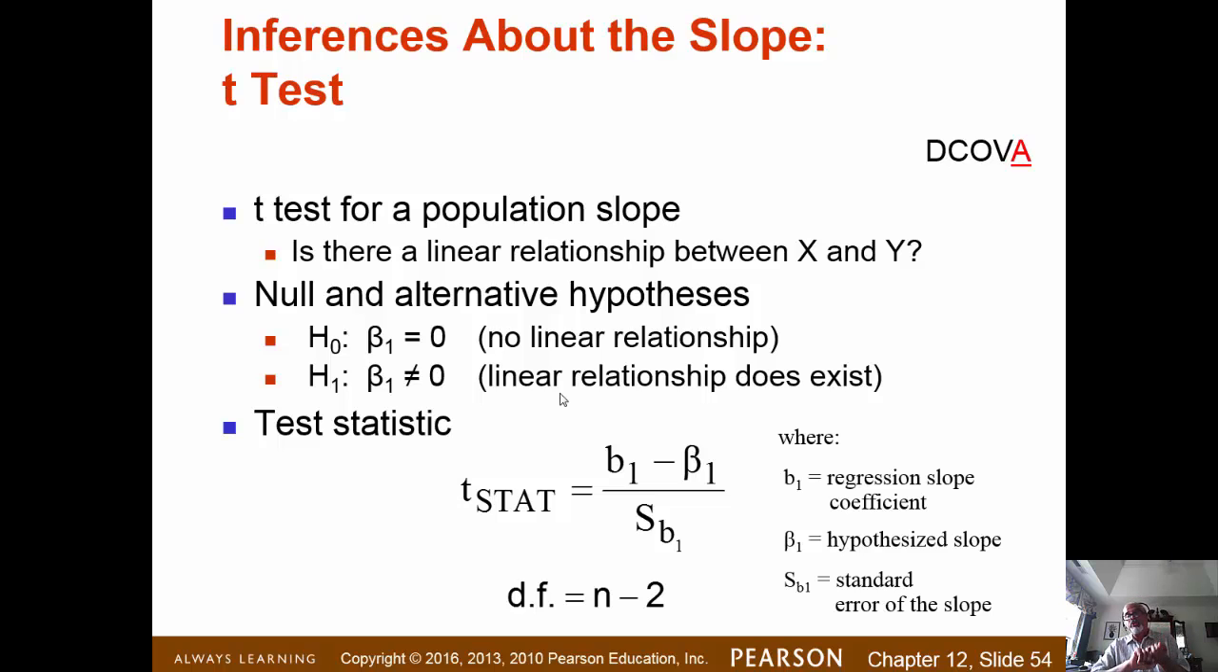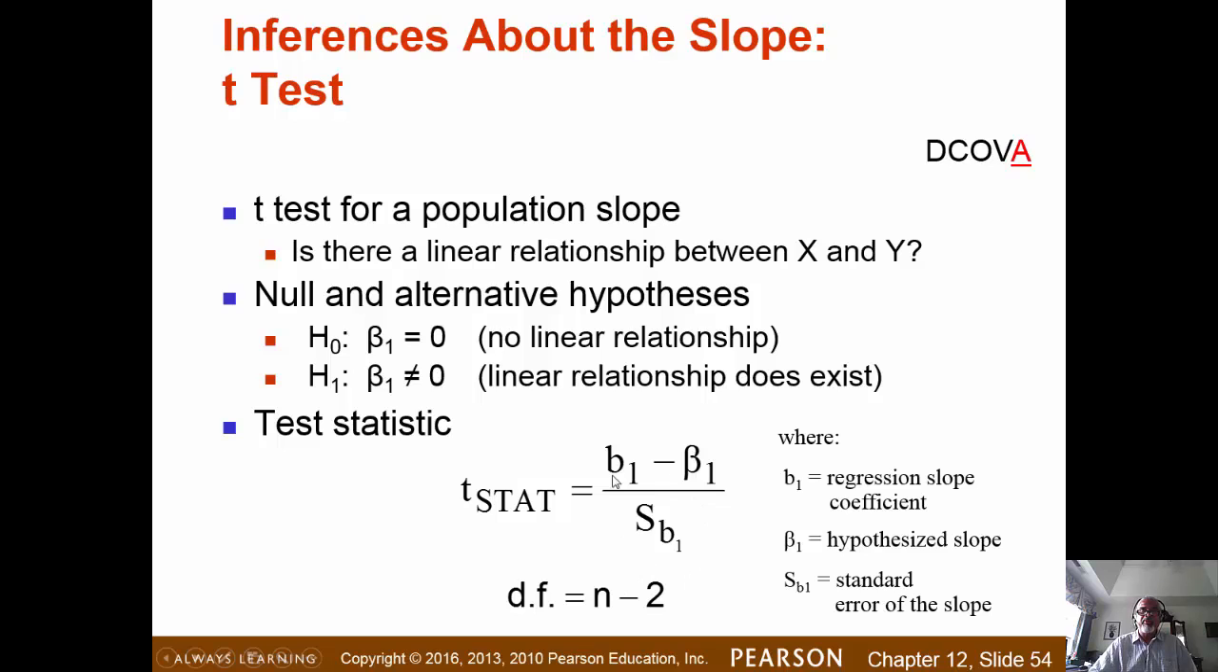Now there are two ways in which we can test this in the case of simple regression: a t-test and an F-test. For the t-test, you take the slope coefficient that we have estimated minus beta sub 1 from the null hypothesis, which of course is 0, divided by the standard error of the slope coefficient. And here the degrees of freedom for the t-stat is n minus 2.